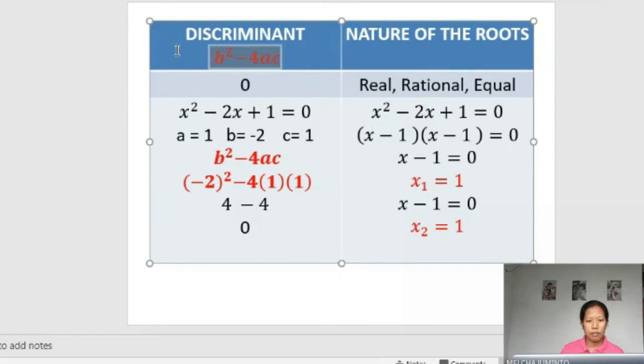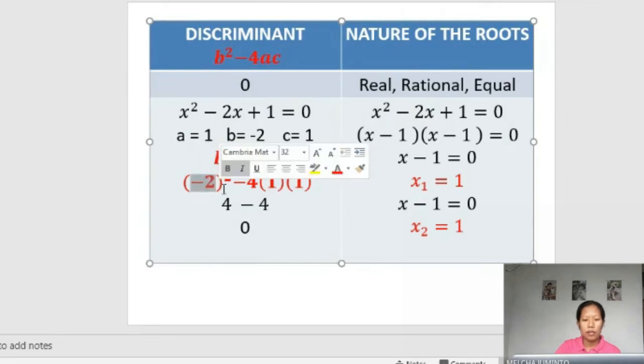Use the formula for discriminant, which is b squared minus 4ac. Now, replace b with negative 2, then squared, minus 4 times, replace a with 1, replace c with 1. Solve. When you square negative 2, it means negative 2 times negative 2. The result is positive 4. And then negative 4 times 1 is negative 4. 4 minus 4, 0. Therefore, the discriminant here is 0.